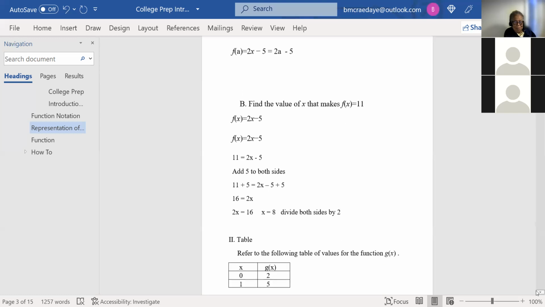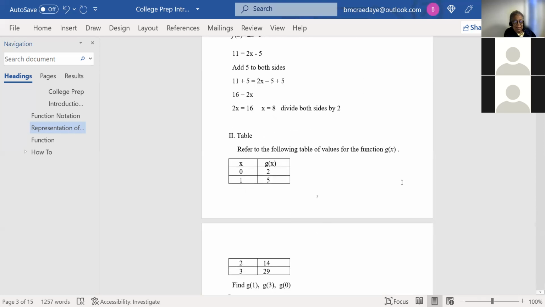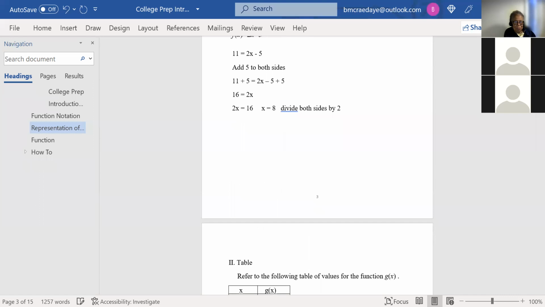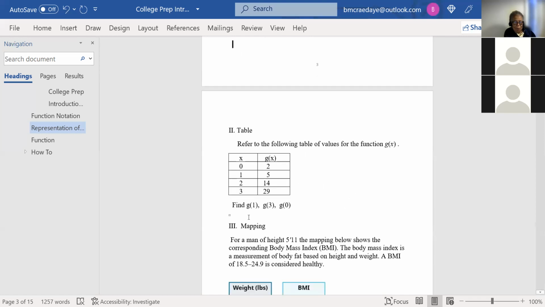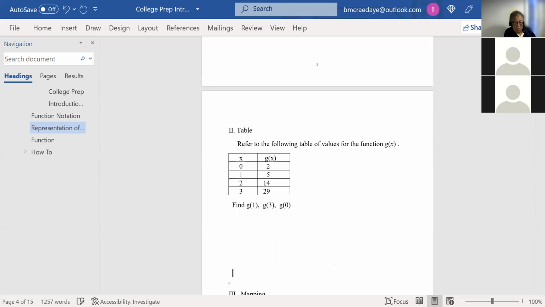Okay, so that was the equation. Now, let's look at some tables. That's another way we can represent functions. Remember I said equations, tables, graphs. Okay, let's look at tables, and after that is mapping. Now this one: G of 1. For the 1, you look at X. For the G of the value, you look over here.